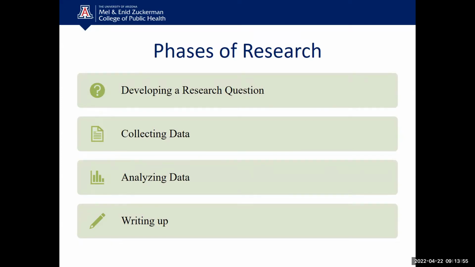This is a broad overview of the phases of research: developing a research question, collecting data, analyzing data, and writing up. For qualitative research, we typically use an iterative approach, where at any stage we may return to the previous stages. So when you are analyzing data, you may realize that you need to collect more data, or you may modify or add to your research questions.